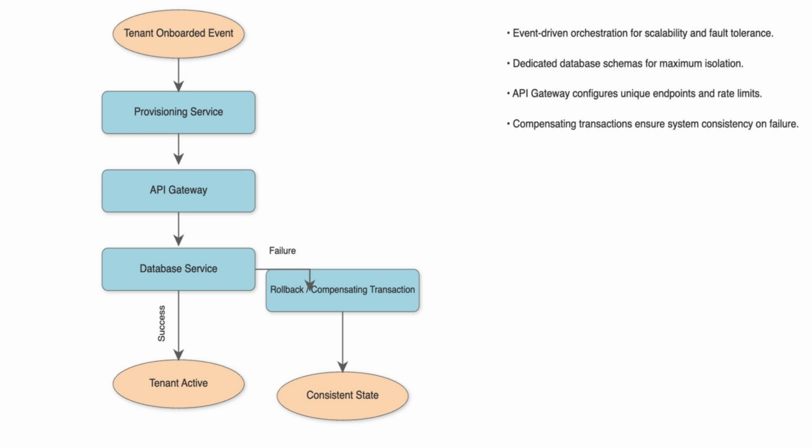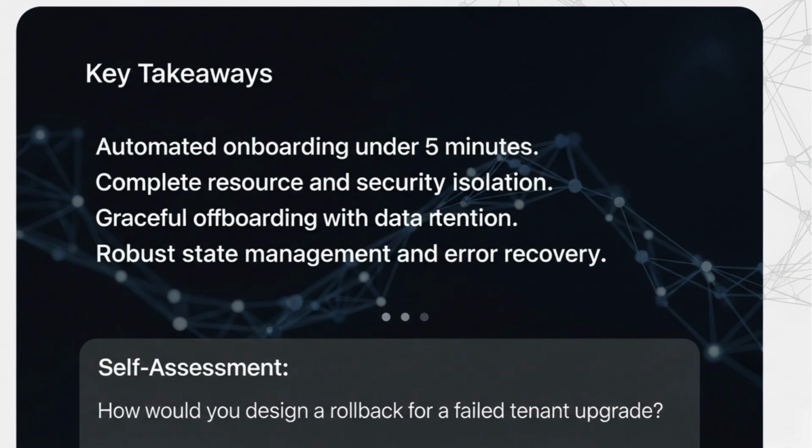We've covered a lot today, exploring the intricacies of building a robust tenant lifecycle management system. Let's quickly recap our key takeaways. You now understand that a successful system achieves automated onboarding in minutes, ensuring new tenants are provisioned swiftly and efficiently. It guarantees complete resource and security isolation, preventing cross-tenant data access and ensuring data integrity.